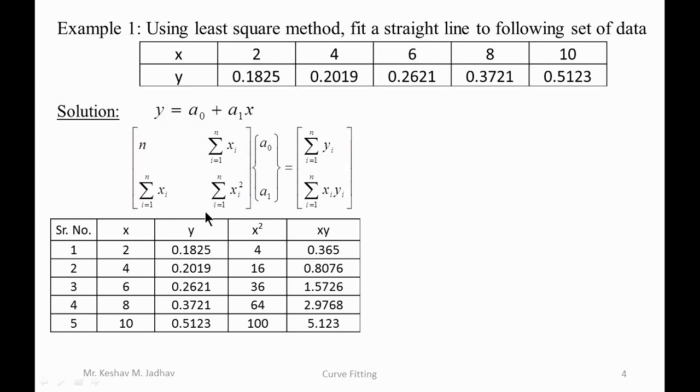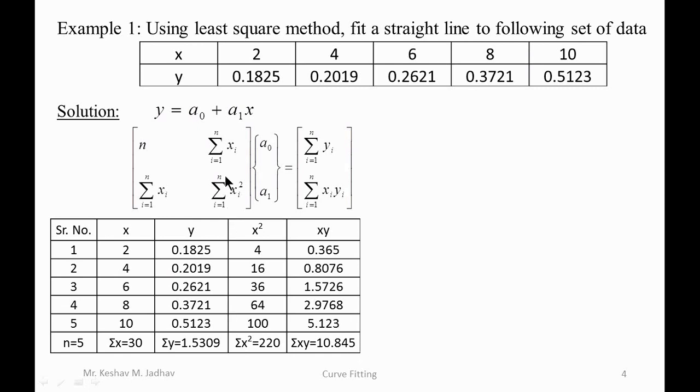So here we need the summations. So let us calculate the summations. So this n means number of data points. So here number of values are 5. So n is equal to 5. Then if we add all these X values, then we will get summation of X. Then if we add all these Y values, then we will get summation of Y. Then if we add all these X square values, then we will get summation of X square. Then if we add all these XY values, then we will get summation of XY.